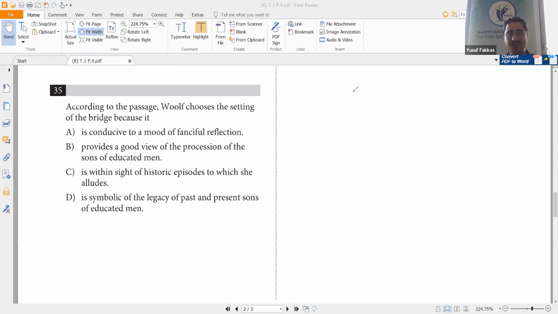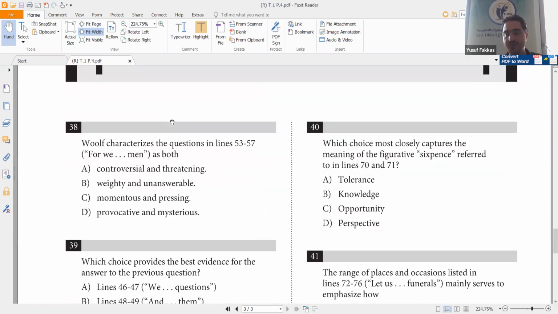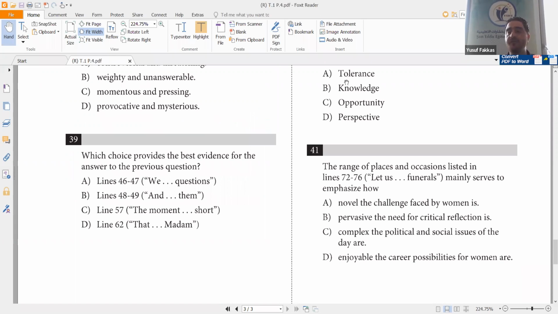So we said dreaming was referred to as fanciful reflection. She's asking women to think everywhere, at every time, on every occasion. So thinking is critical reflection, and fanciful reflection is dreaming. So the answer is B. What does pervasive mean? It means how spread it is, it is everywhere, and that's what she's telling them. You have to think everywhere, in funerals, in weddings, when you are watching TV, when you are in an art gallery, wherever you are, on any occasion, you have to keep thinking.